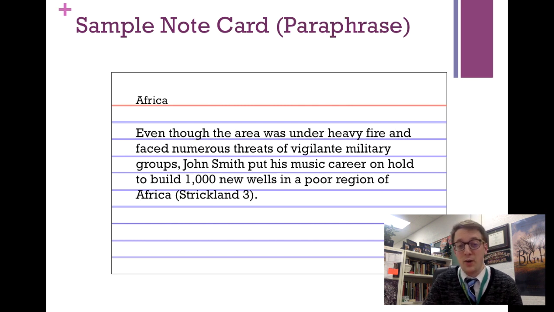You could also paraphrase the information, so if that was the direct quote taken directly from the source, here's the info paraphrase, no quotation marks obviously. Even though the area was under heavy fire and faced numerous threats of vigilante military groups, John Smith put his music career on hold to build 1,000 new wells in a poor region of Africa. It's saying the same thing, but I'm putting it into my own words. And again, same keyword being used up there, Africa.